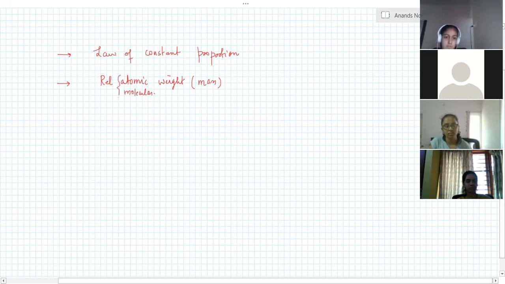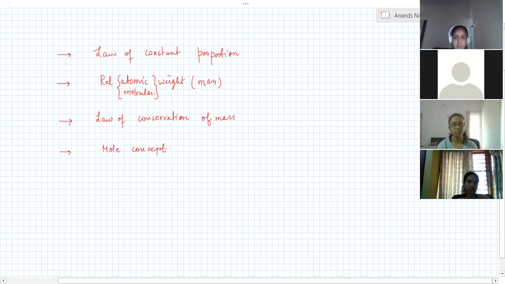When I say atomic/molecular, right? This concept we have to understand. Then the third concept which I want to discuss with you is called the law of conservation of mass. And one more concept which I want to discuss with you is called the mole concept. Okay, so if everything goes well, these 4 things I should be doing by the end of the day today.